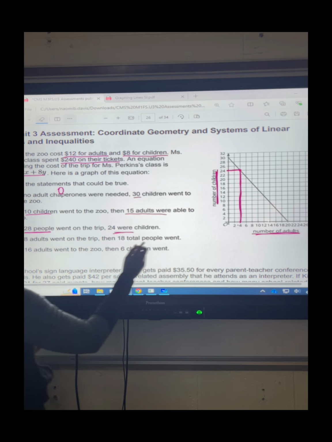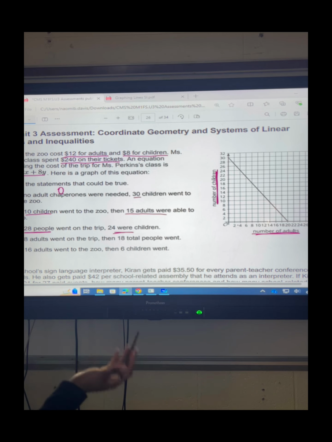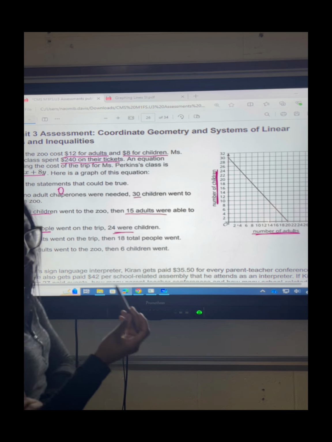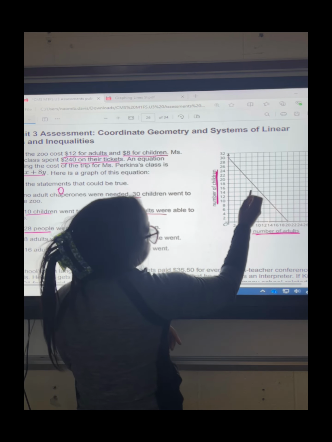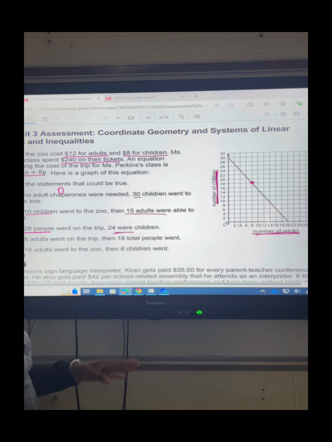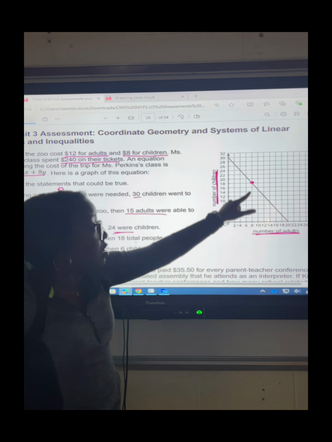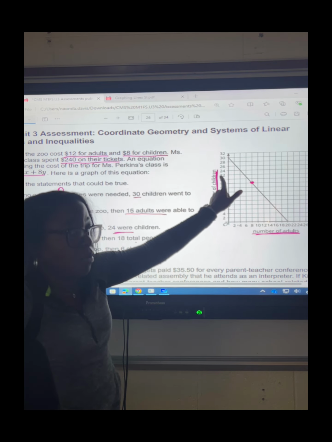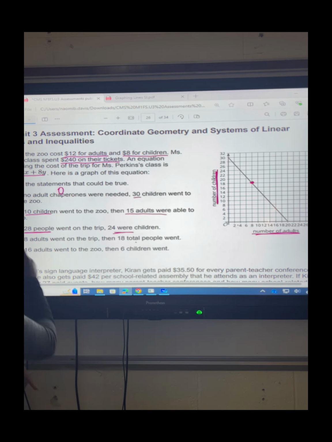Don't overthink this, it's just that easy. You're using the graph to answer. If 8 adults went on the trip, then 18 total people went. So let me see how many children went when 8 adults go. When 8 adults go, I got 18 children. Now hold on, because you said 18 total people went. When 8 adults go, 18 children go. So that's 18 children, not 18 total people. So this is not it, okay?